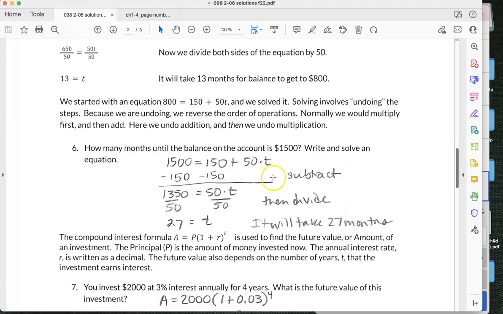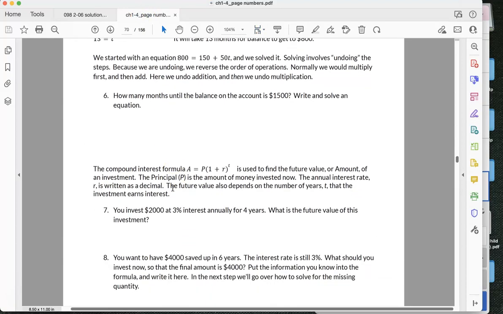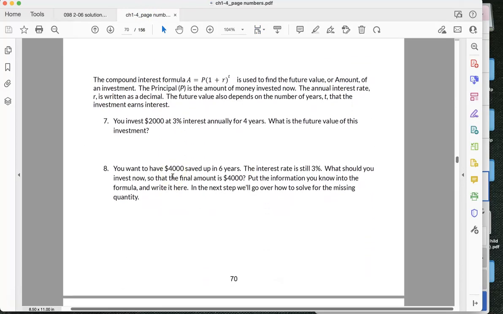The next formula we're going to look at is one that we will see again soon. This is a compound interest formula. And this is for finding the future value of an investment. P represents what you invest right now. The 1 is 100%. The R is the interest rate written as a decimal. And this exponent t represents time in years.